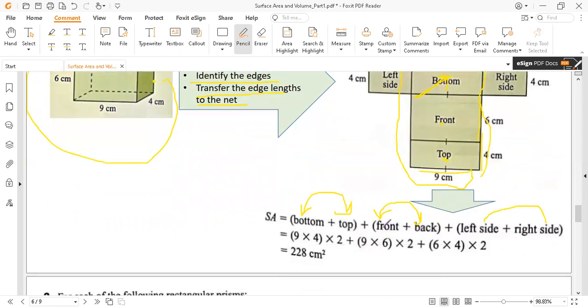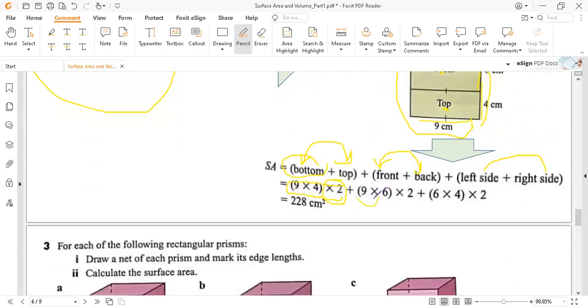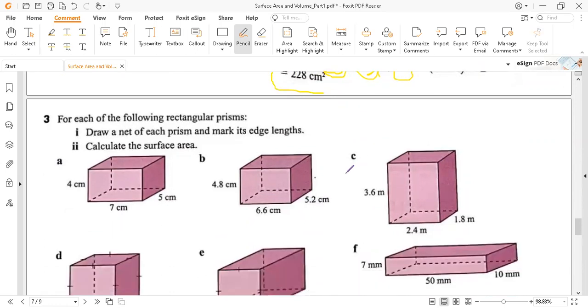With the same edges, it is easy to calculate one and multiply it by 2. The area of one of these faces, for example the bottom, is 9 by 4, and we multiply it by 2 instead of saying 9 by 4 plus 9 by 4. The same for the front: the front is 9 by 6, and you multiply it by 2 instead of adding the front and the back areas separately. So we obtain 228 centimeters squared.